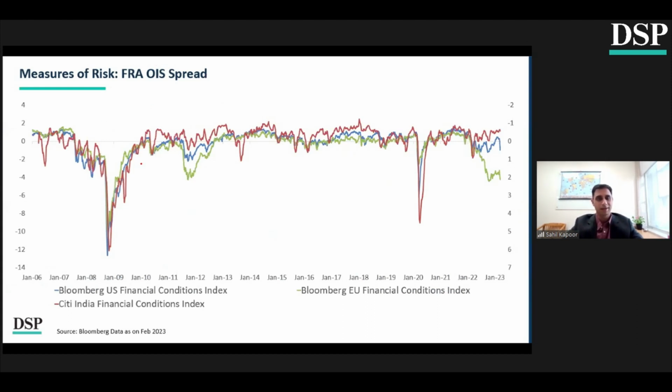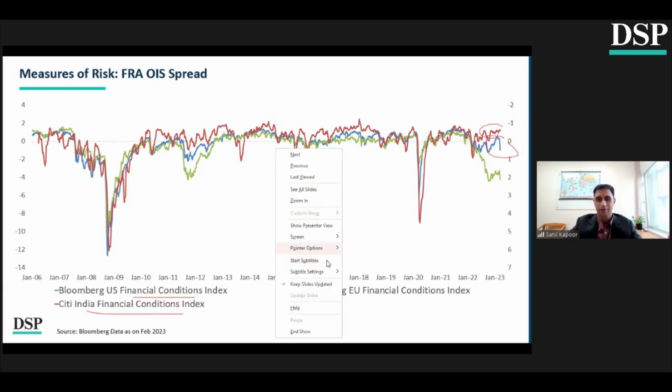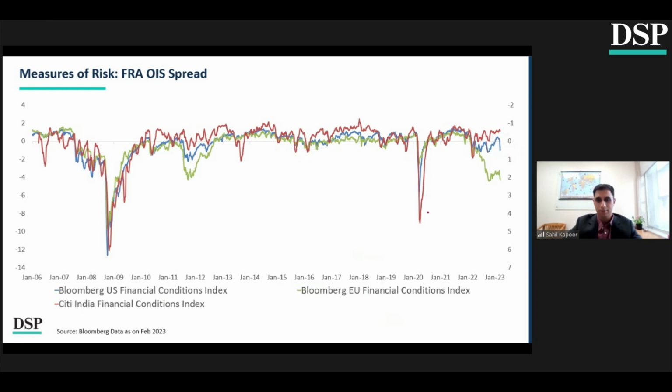Second, again something which is very important, is the financial conditions in the US. So I have taken three indicators here. One is the financial conditions in the US, which is the blue line. One is the Citi India Financial Conditions Index, which is the red line. And then there is the green line, which is for the Eurozone. And if you look at all three lines here, Eurozone financial conditions have been deteriorating for the full year since 2023 started, or even before that. US financial conditions have significantly tightened over the last few days, but they are far away from COVID or the GFC or the European debt crisis, although European conditions are extremely tight, right?